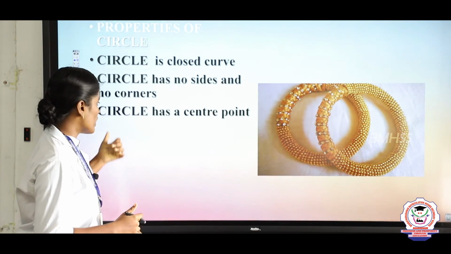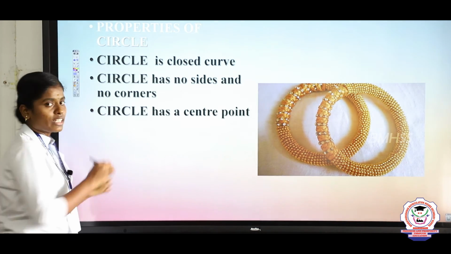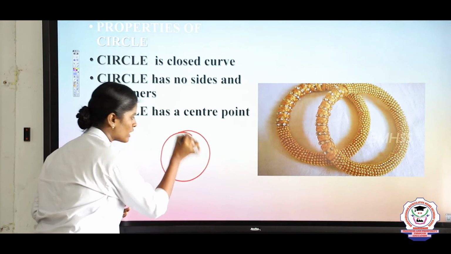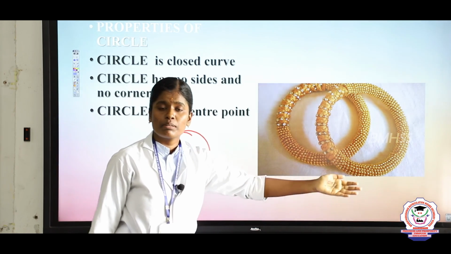Okay. The next one, a circle has a center point. We keep the center point only. We should draw the circle. So the best example for a circle is a bangle. What is the best example of a circle? That is bangles.